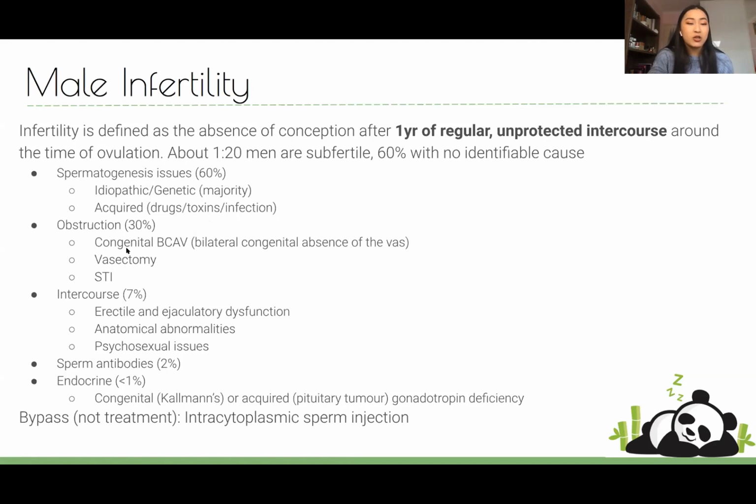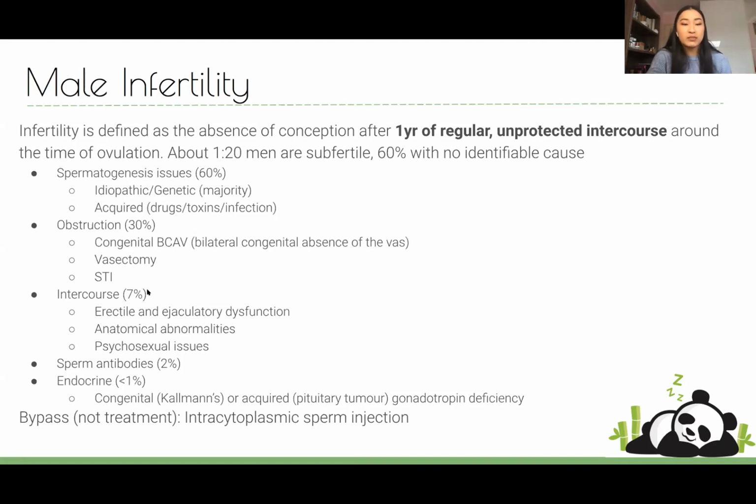So there's a condition called congenital bilateral absence of the vas, CBAVD. So they have no vas deferens. They might have had a vasectomy, and STI can cause obstruction as well. They're really the main ones to know.